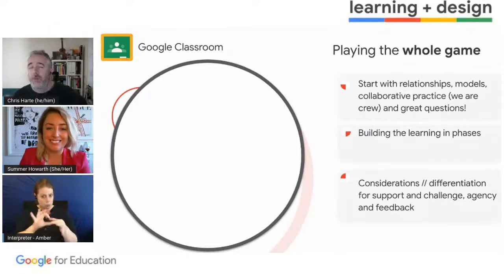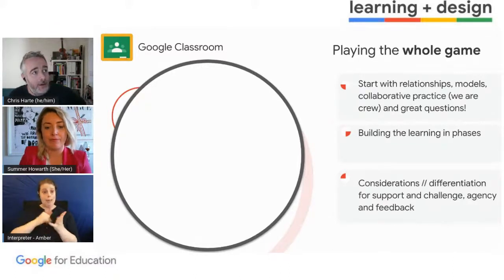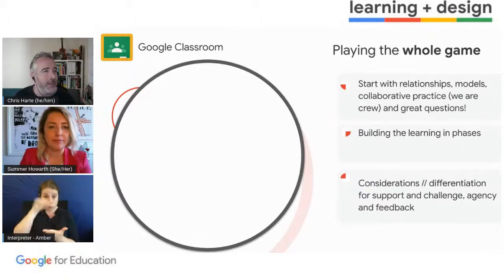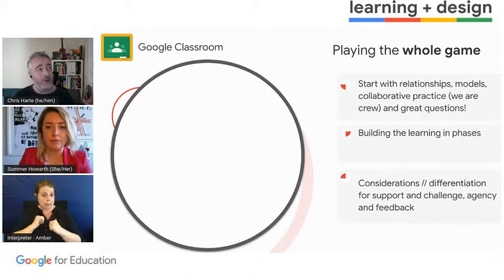Absolutely. We want to look at a model. So we're looking at a particular model today, but also how we model as educators and the behaviors we model online and how we make that learning visible to students. We're looking at collaborative practice. So how do we help students to connect not only in a social and emotional way, but also in a cognitive way? So how do we get them to work together and to learn together?